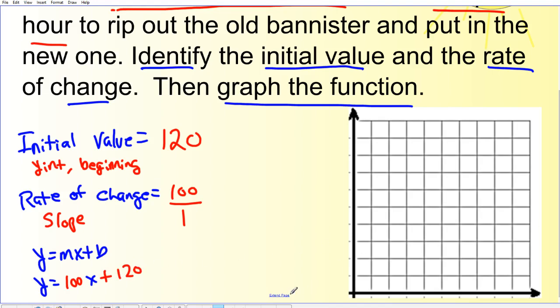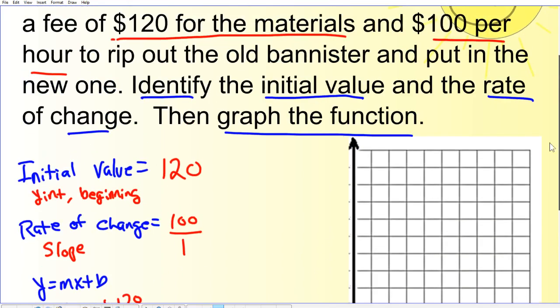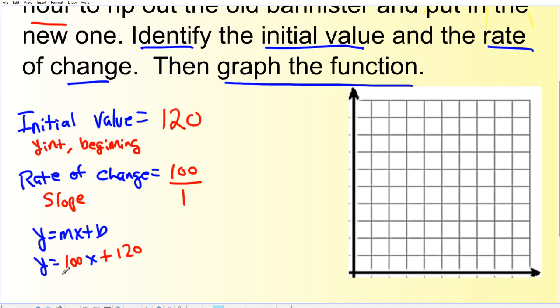Now, before I go further, I'm just going to ask myself: Sean has to pay $120 for materials up front, right? And then he's getting charged another $100 per hour. Is the amount of money Sean has to pay going to increase every hour, or decrease every hour? I'm asking because it makes a difference whether our slope is positive or negative. It should be increasing. So we should have a positive slope, which we have here.